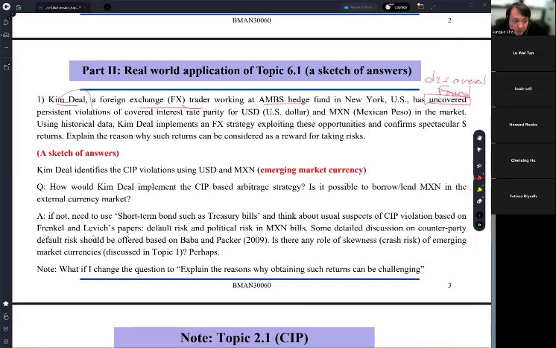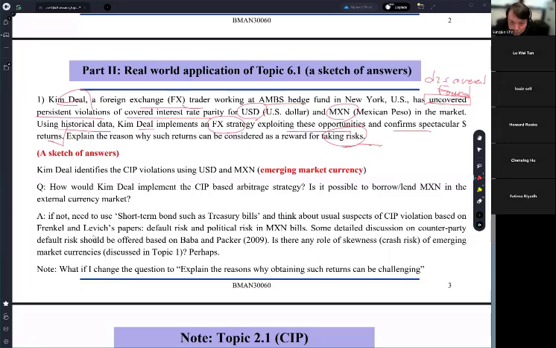Kim Deal discovered persistent violations of CIP for US dollar and Mexican peso. Using historical data, Kim Deal implements an FX strategy exploiting this opportunity, basically implementing an arbitrage strategy, and confirms spectacular dollar returns. Explain the reason why such return can be considered as a reward for taking risk.